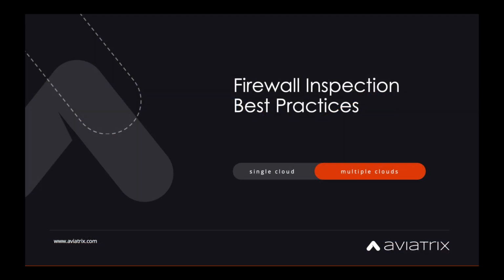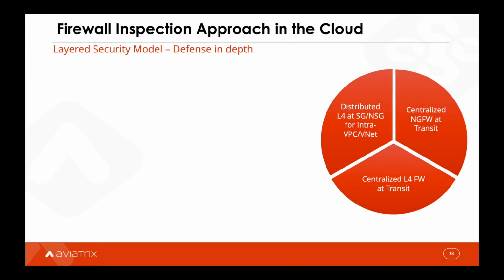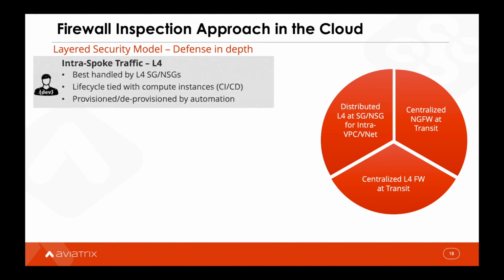In this section, we'll cover firewall inspection best practices in the cloud. We all agree that when it comes to security, the best approach is a layered model that uses defense in depth. For applications that are communicating within the same spoke VPC, VNet, or VCN, the best approach is to utilize layer 4 constructs that come with the CSP, such as security groups, network security groups, or VM firewalls.